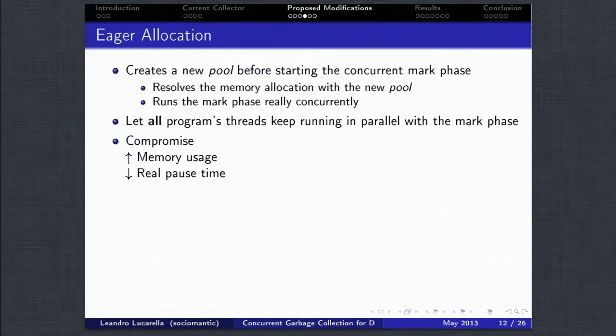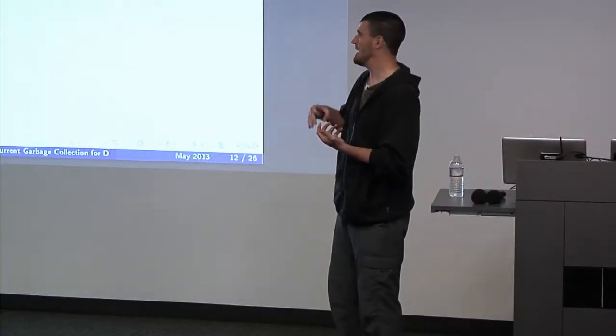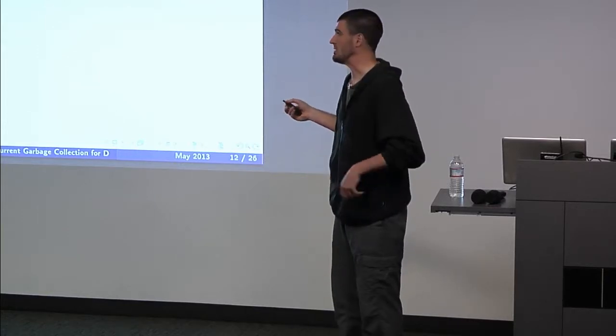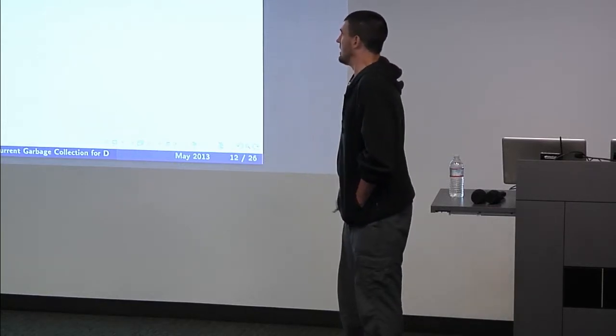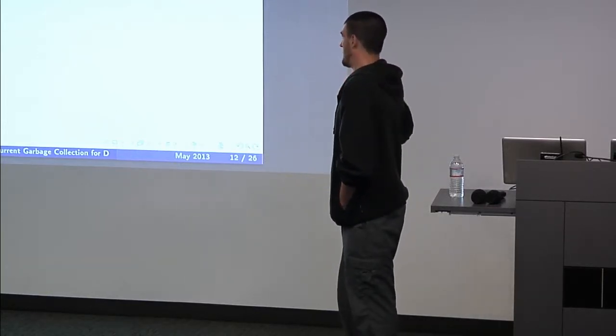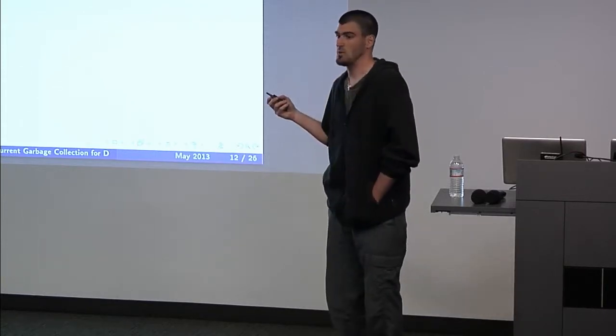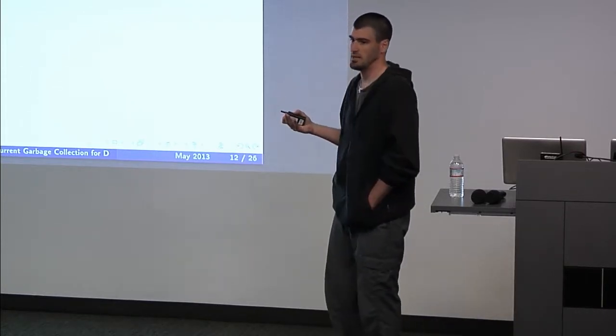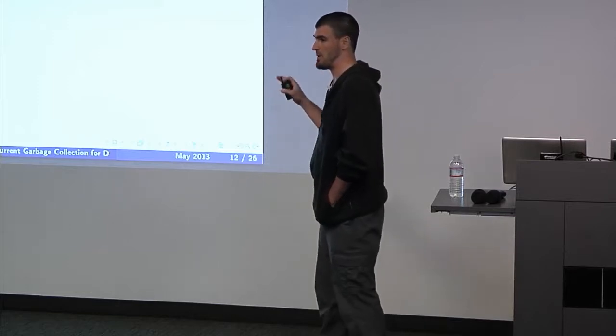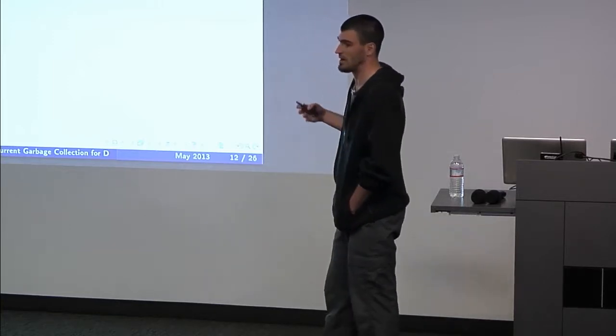So at this point, what we have is the process asking for memory. We don't have enough, so allocate a new pool, return the new pool to the requesting thread, and launch the collection concurrently. In this case, all the threads will run really concurrently because no one is taking the lock. The mark phase is running in another process already.